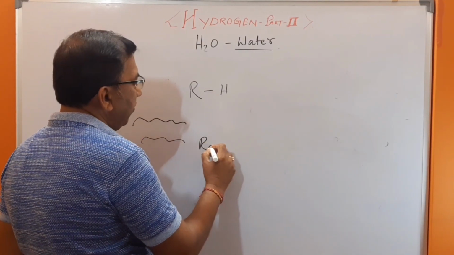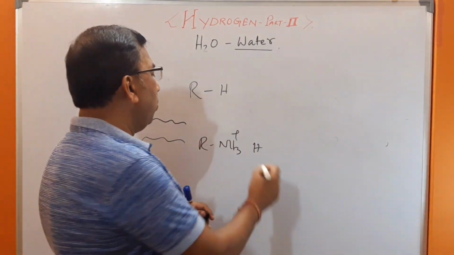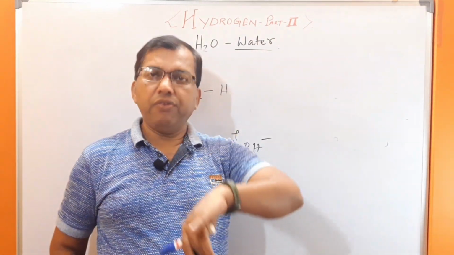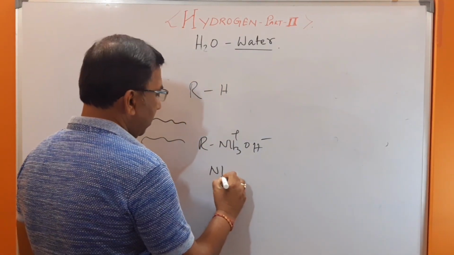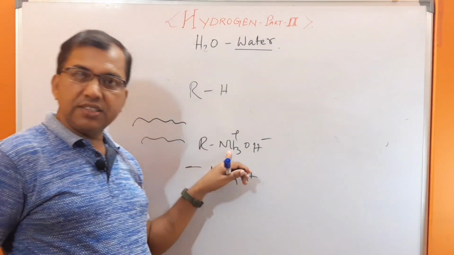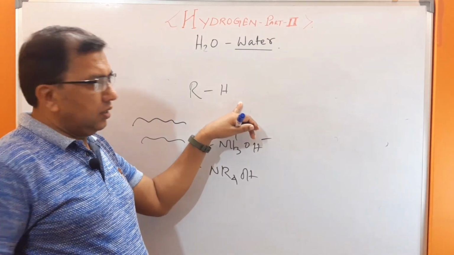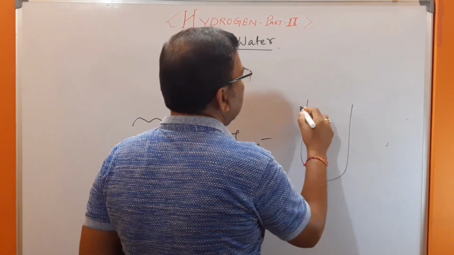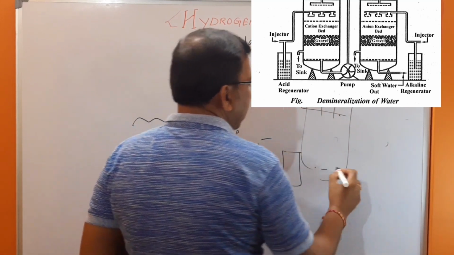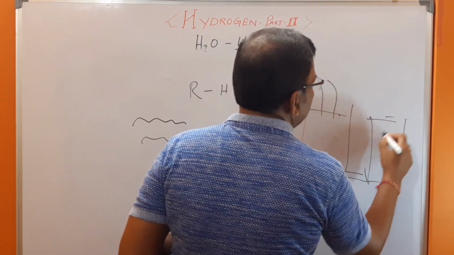The anion exchange resin is RNH3+ OH-, or you can call it NR4OH. This is the anion exchange resin. This is the cation exchange resin. What is the function of this? There are two beds. Here the hard water is given. This is the analyzer, and from here the figure is there. I will give you the details.